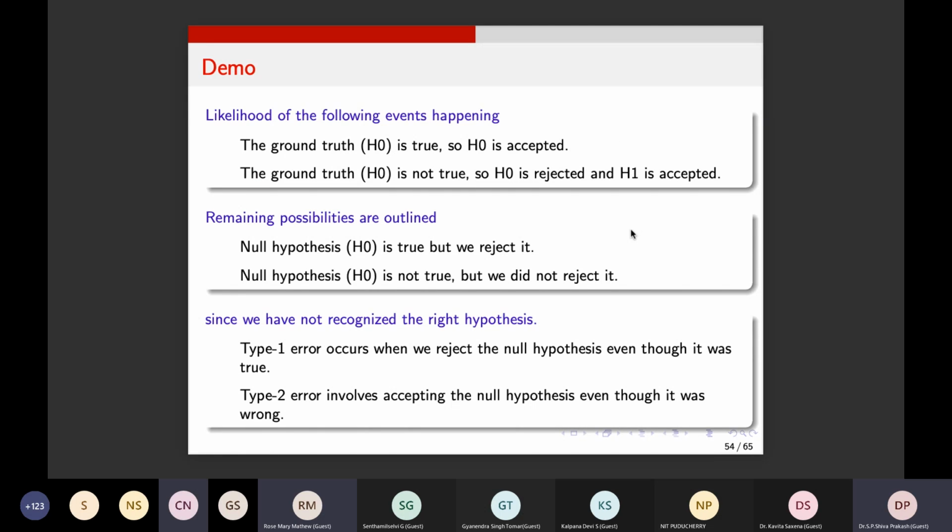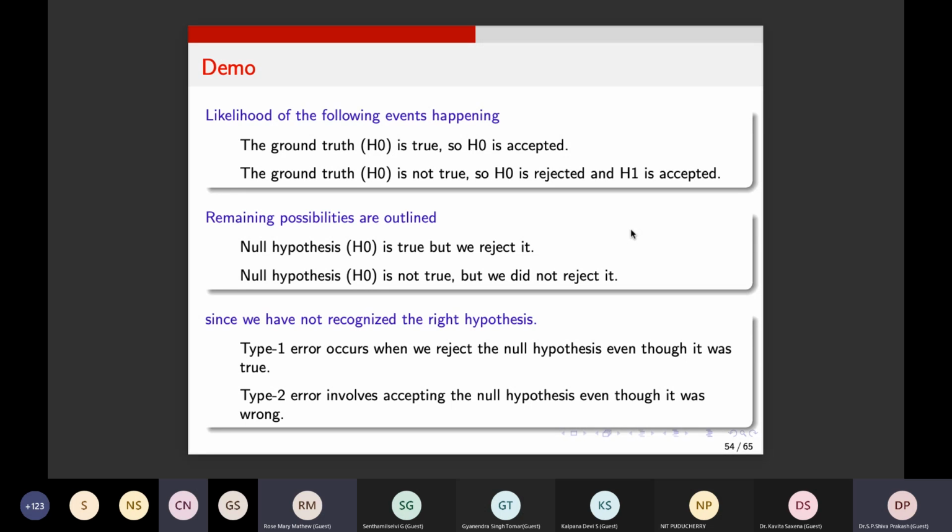The second thing is the likelihood of the following events that happen, which depends on the ground truth, right? If H0 is true, then we accept H0. If H0 is not true, obviously we reject it, and the alternate, H1, is accepted. Whereas the remaining possibilities can be outlined like this: the null hypothesis is true, but we reject it. Sometimes the null hypothesis is not true, but we do not reject it. Like we try to accept it also.